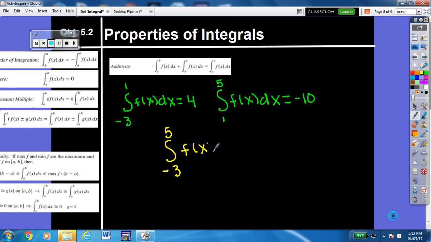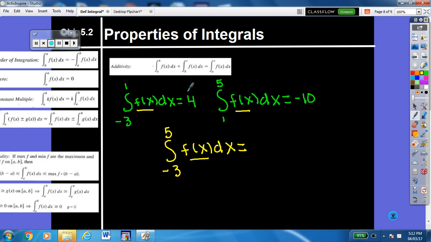Well, the first thing you have to make sure is that you are dealing with the same function, and we are: f of x, f of x, f of x. But what they are asking you to do is to go from negative 3 all the way to 5. And you basically have been given information in pieces. You know that from negative 3 to 1 is 4, and from 1 to 5 is negative 10. Remember, we're talking about net area here.